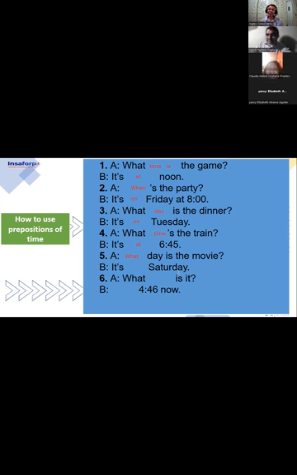Sí, sí, bueno. Ok, what day is the movie? It's on Saturday. On Saturday. Okay, number six. What time is it? Correct. What time is it? At.